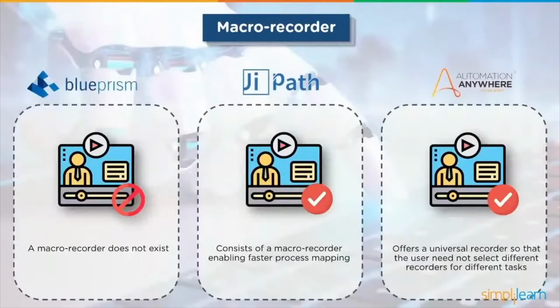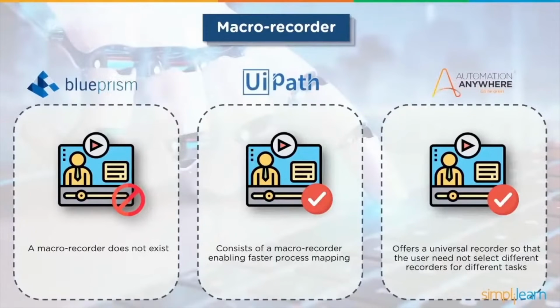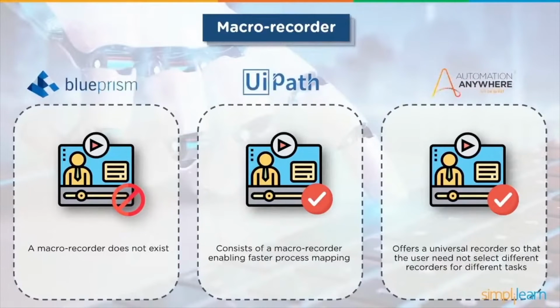So moving on to the comparison, Blueprism does not use a macro recorder. UiPath makes use of a macro recorder to enable fast process mapping. Automation Anywhere offers a universal recorder so that the user need not select different recorders for different tasks.